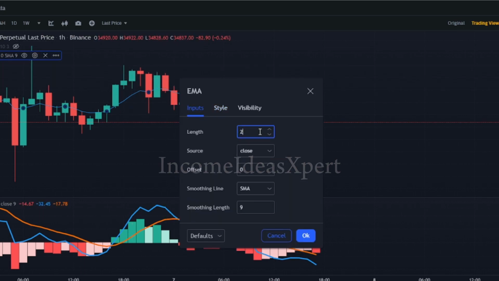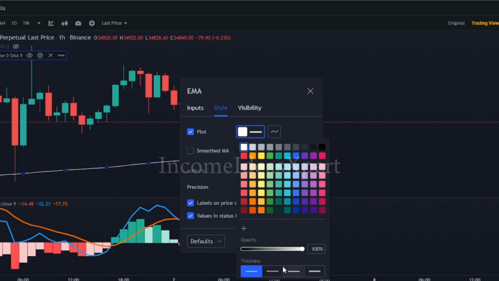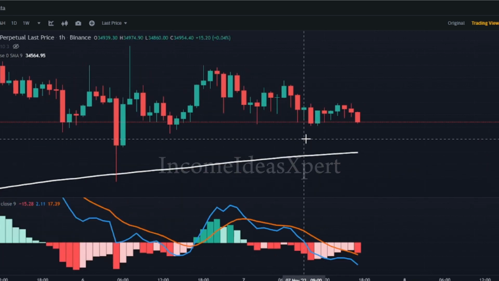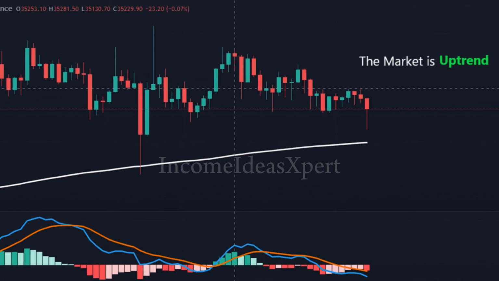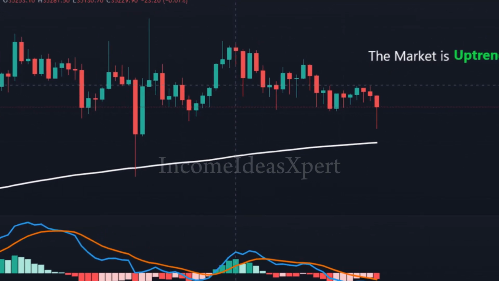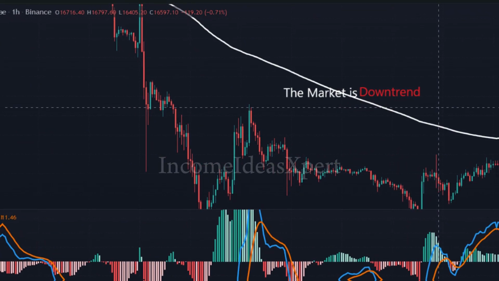Once this indicator is incorporated, you'll see a single line on the chart. When the price is positioned above this line, it indicates an uptrend in the market. Conversely, when the price is below this line, it signifies a downtrend. So, if the market is above the 200 EMA, you should focus on buy signals. If it's below the 200 EMA, you should concentrate on sell signals.